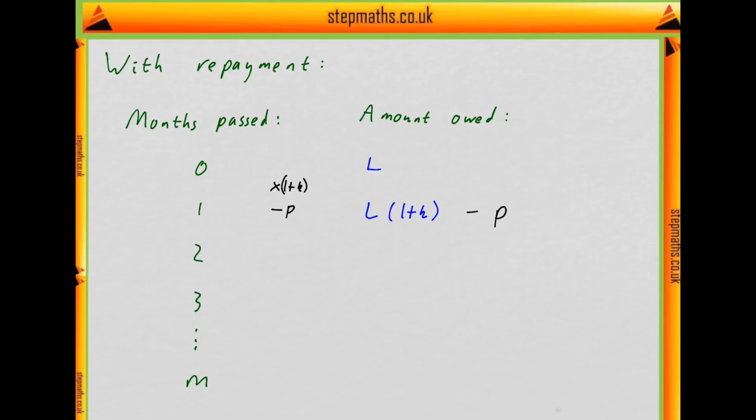It's worth noting the order of operations here. So I've interpreted it as they apply interest and then you repay at the end of the month. You could do this the other way around. So you do L minus P and then multiply the whole thing by 1 plus k. If you did that, you get a slightly different answer to what I'm going to get at the end.